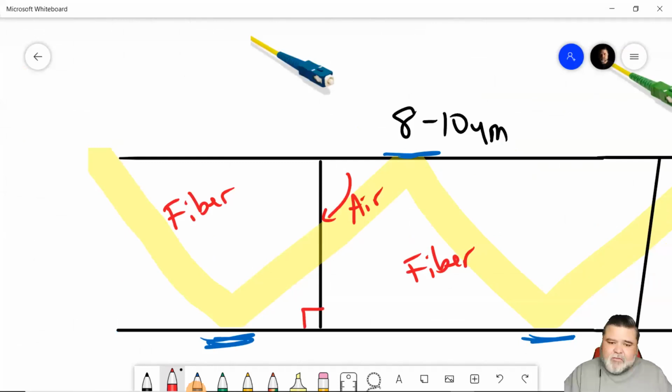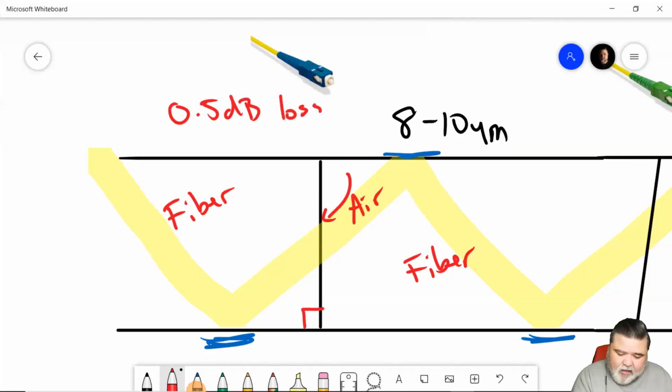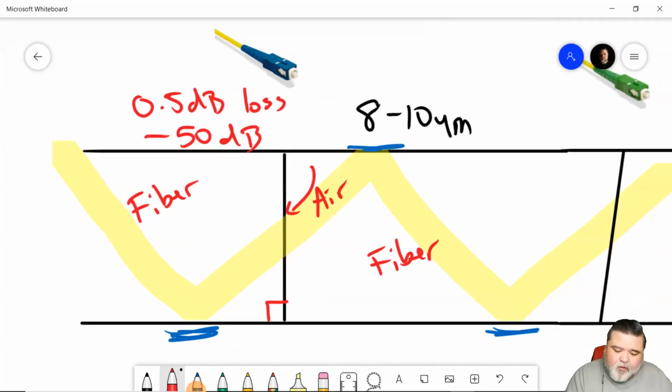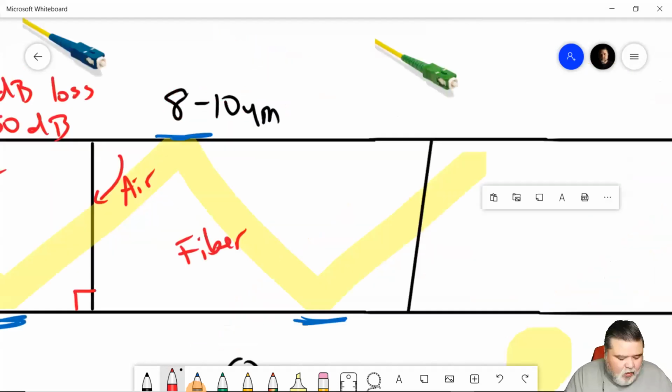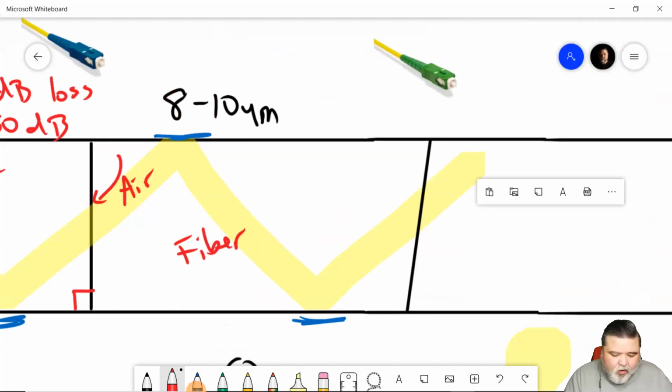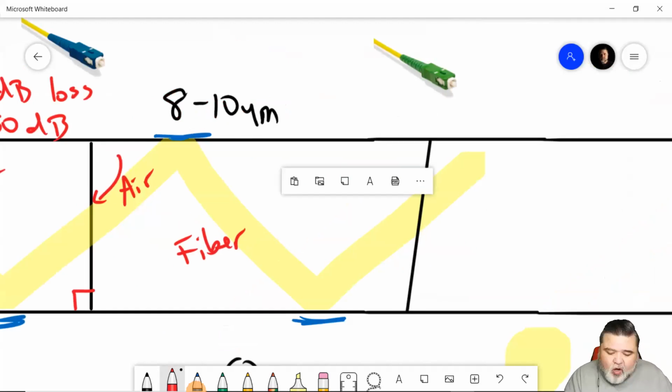And so spec-wise, we see UPC connectors typically half a dB or better. Actually, typical is probably closer to 0.2, 0.3 dB in loss. And reflection-wise, we see negative 50 dB or better. Better would be negative 60, negative 70, negative 80. Those are better values. And so that's what we typically see for a UPC connector. For an APC connector, we're also seeing about the same amount of loss, roughly half a dB or better spec-wise.